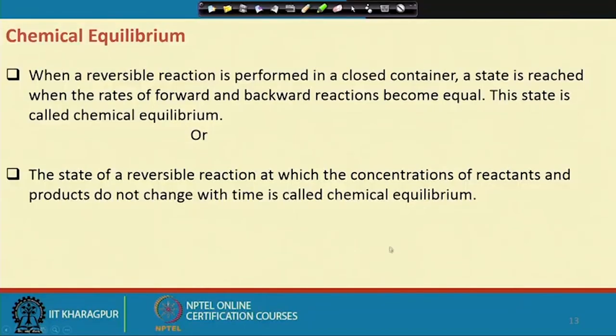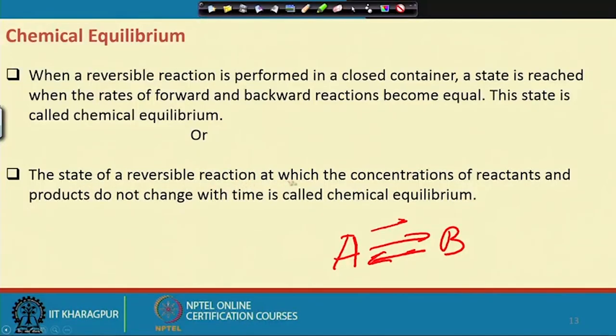And when we carry out any kind of reversible reaction, like A reversibly giving B, there is a forward reaction and a backward reaction. Under equilibrium condition, the rate of forward reaction should be equal to the rate of backward reaction. From that we can find out the equilibrium constant.